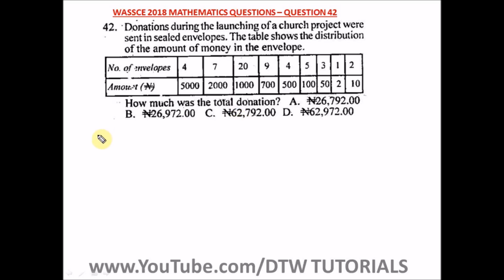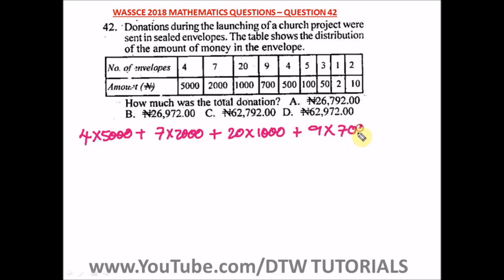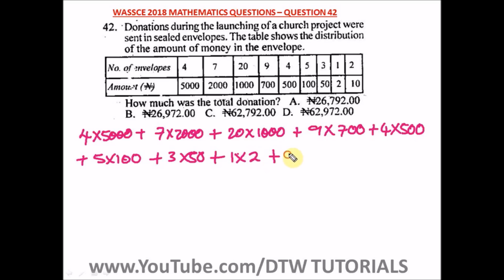All right. So let us write this down. Here we have 4 times 5,000 plus 7 times 2,000 plus 20 times 1,000 plus 9 times 700 plus 4 times 500 plus 5 times 100 plus 3 times 50 plus 1 times 2. Okay, that's one person gave 2 naira, plus 2 times 10. 2 people gave 10 naira.